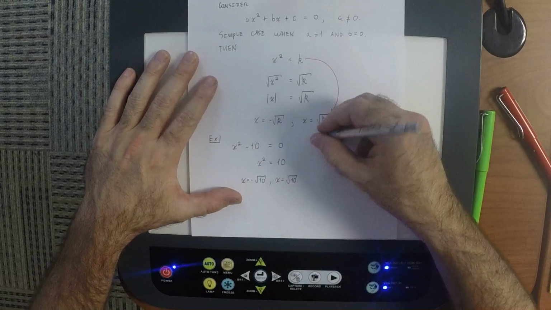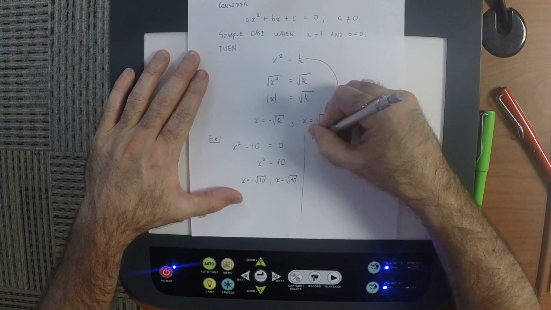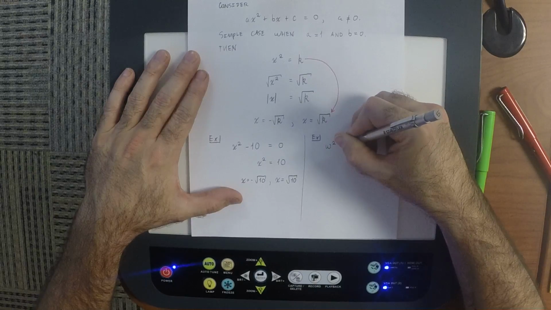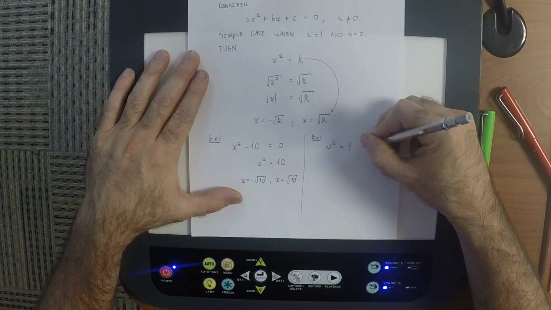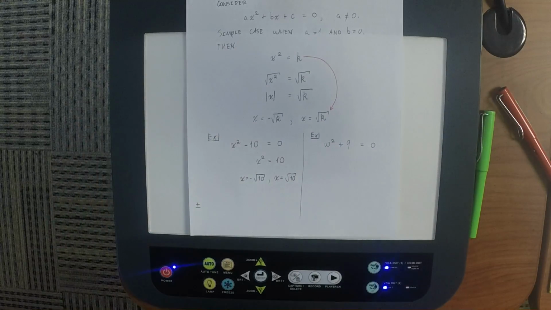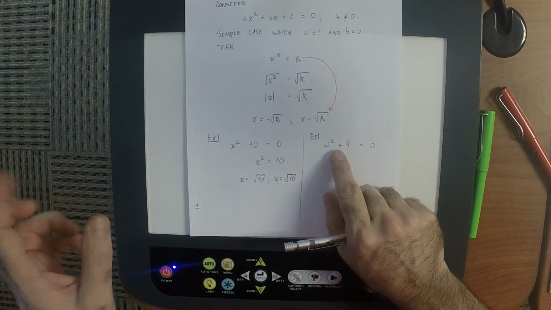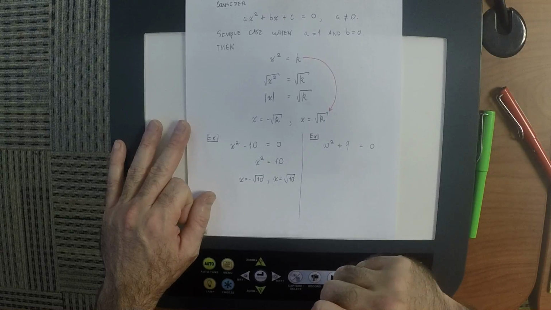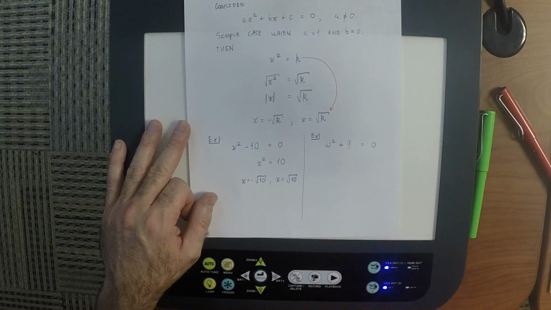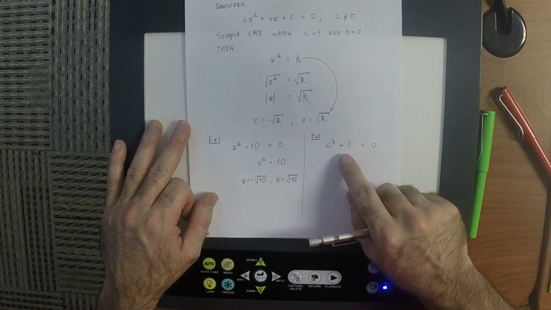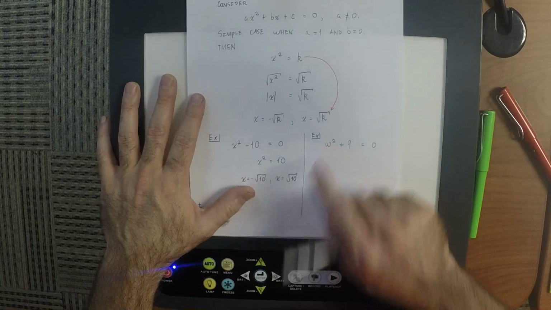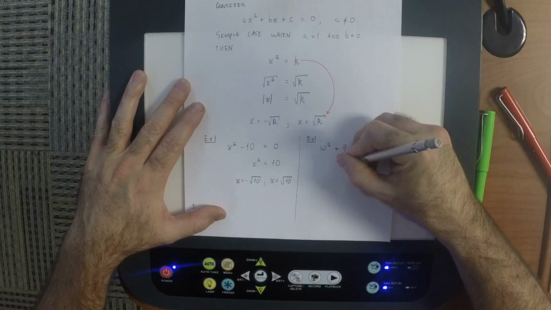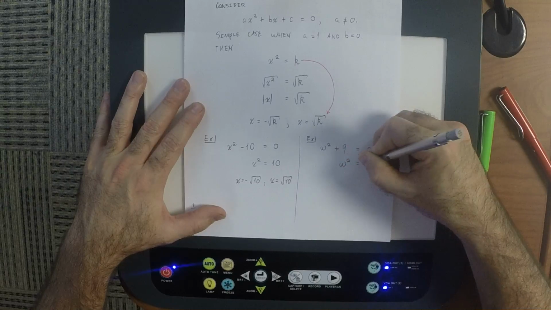Okay, so what about this one? W squared plus 9 is equal to 0. Now this is a quadratic equation in W. So what's the coefficient for W squared? 1. And what's the coefficient for W? 0, right? There's 0 W. There's 1 W squared. So can you make this one look like that one? Yeah? So W squared is negative 9.